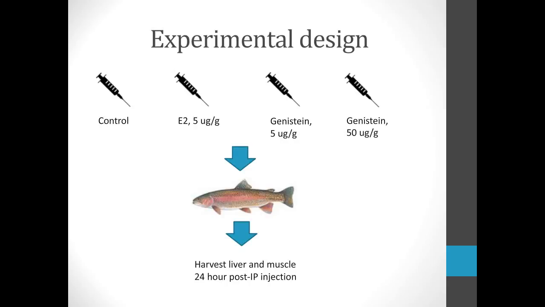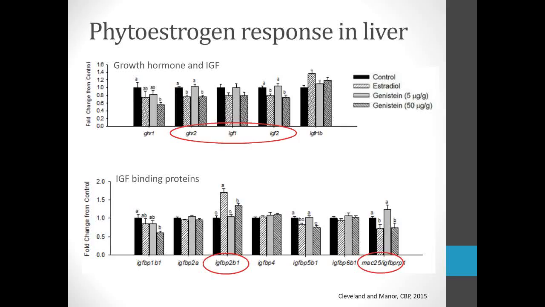So to address this issue, we injected juvenile rainbow trout with estradiol or genistein at one of 2 doses. The low dose, which is the 5 microgram per gram treatment group, is about what the fish would consume per day if 50% of its dietary protein came from soy, and the higher dose was injected with the goal of just eliciting a response. So we ran the growth multiplex assay in liver and did observe that the high genistein dose produces an estrogenic-like effect.